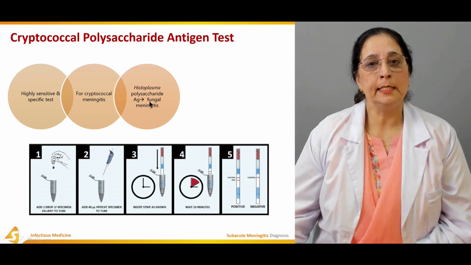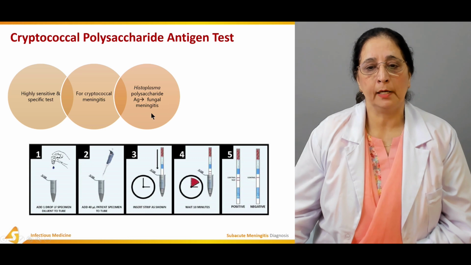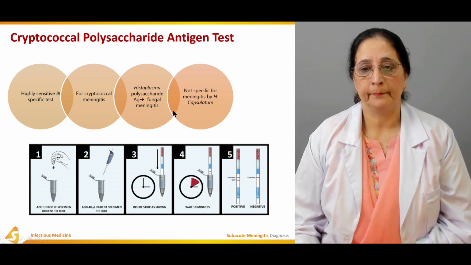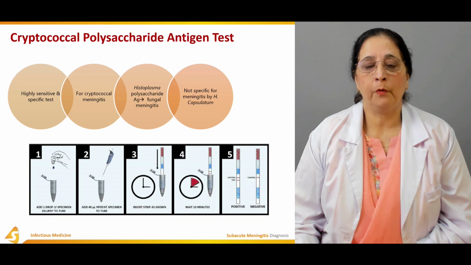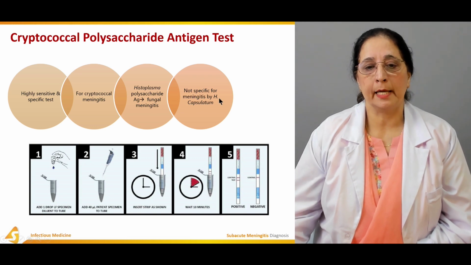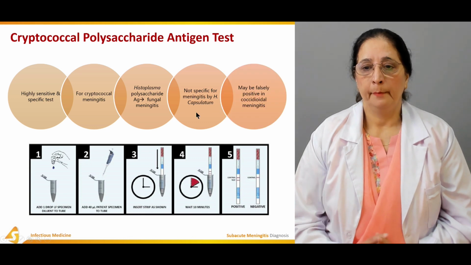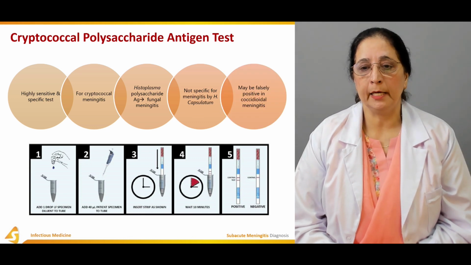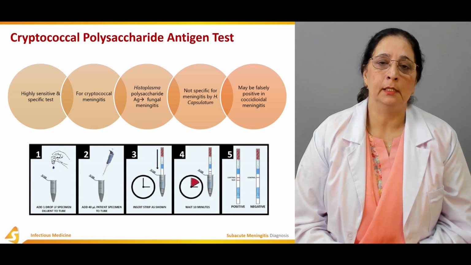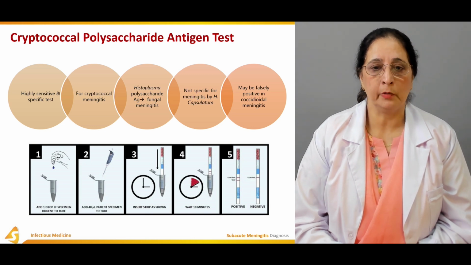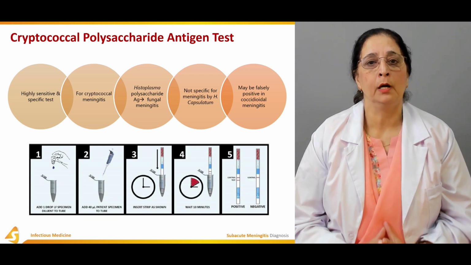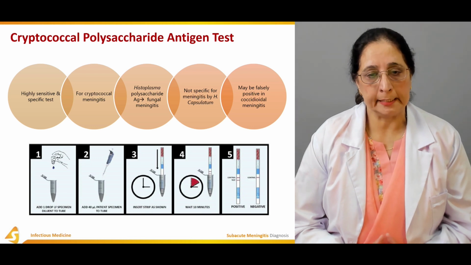The Histoplasma polysaccharide antigen in fungal meningitis is not specific for meningitis caused by Histoplasma capsulatum, and may be falsely positive in coccidioidal meningitis. So the cryptococcal antigen test is very specific for cryptococcal meningitis.